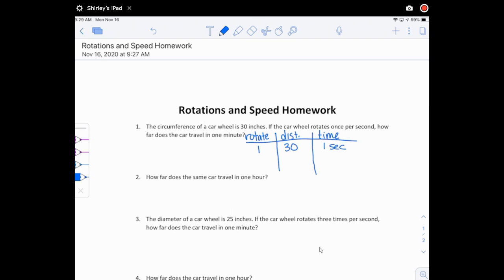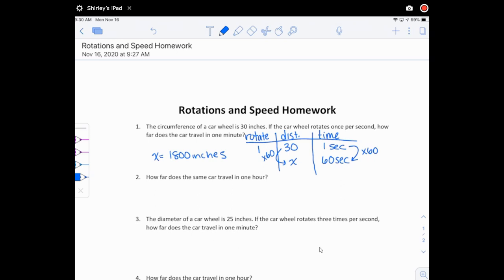We had a bunch of conversions that we looked at today. You should still have them. 1 second. If I'm looking for a minute, I know that there are 60 seconds in a minute. So now I'm looking for how far it travels. So I'm looking for this X value. And in terms of scale factors, I can look at here and say, well, I'm multiplying by 60. So then what times 60 here? I have that X is equal to 1,800 inches.